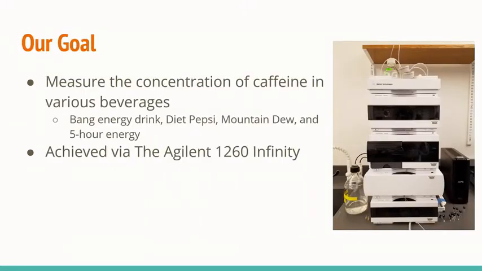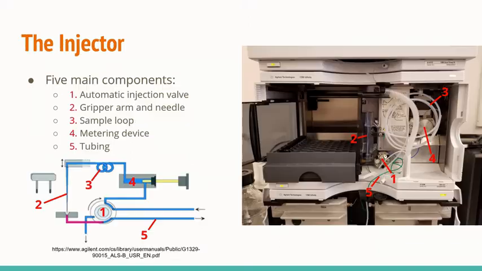Our goal was to replicate this experiment, instead analyzing 1 sample each of Bang Energy Drink, Mountain Dew, 5-Hour Energy, and 2 concentrations of Diet Pepsi, and then comparing our concentrations of caffeine to the label claims. This was all done using the Agilent 1260 Infinity chromatograph, which is shown on the right.